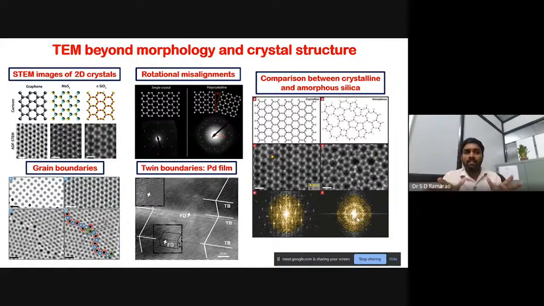So these are a few things which you can get from your TEM images. Not only this, you can get many more things just by taking very high quality TEM images. You can get defects or tilt boundaries or twin boundaries or any misalignment. You have graphene, right?